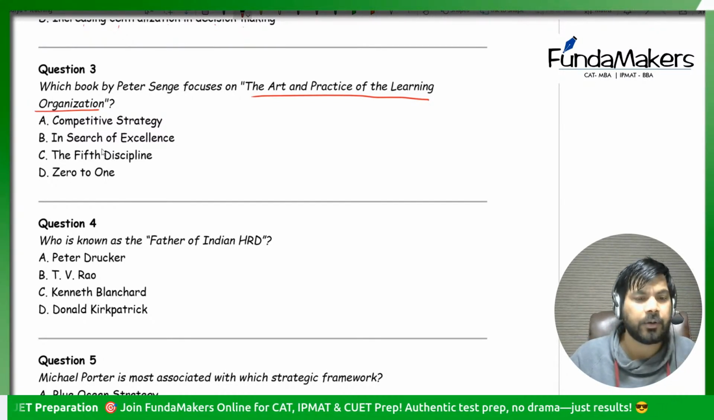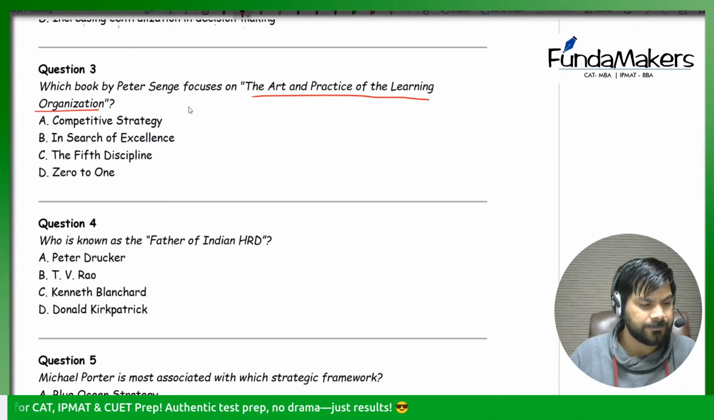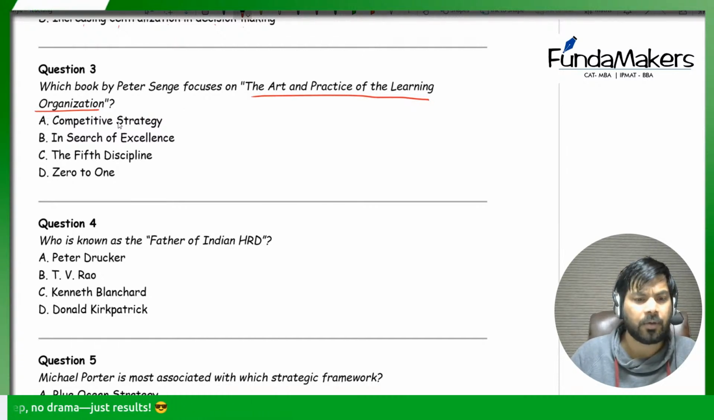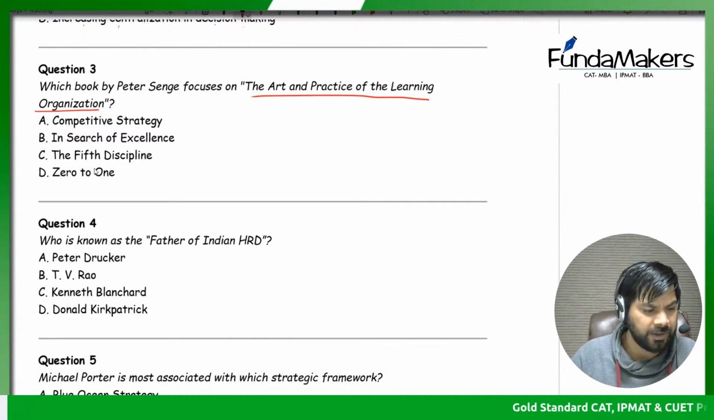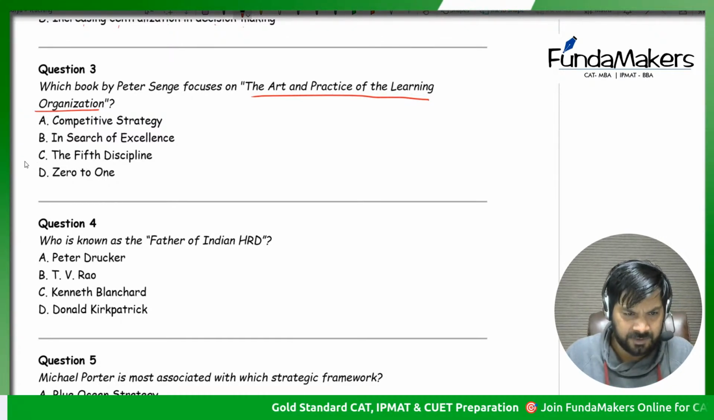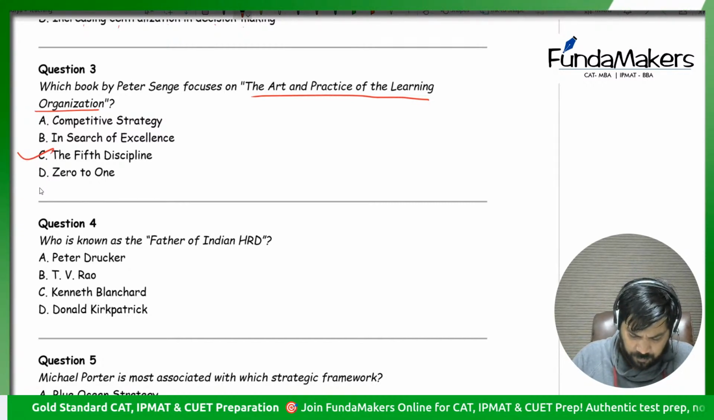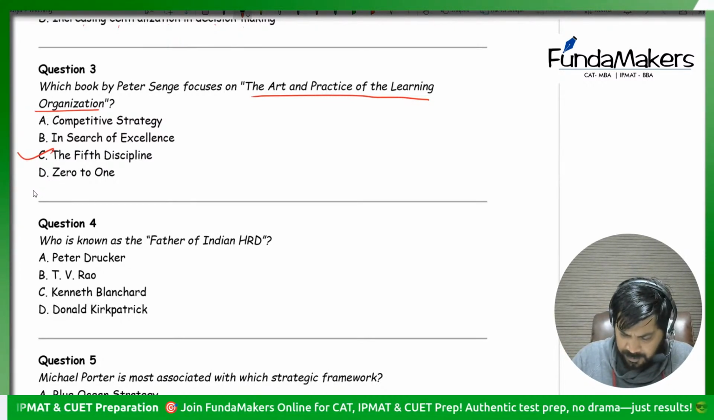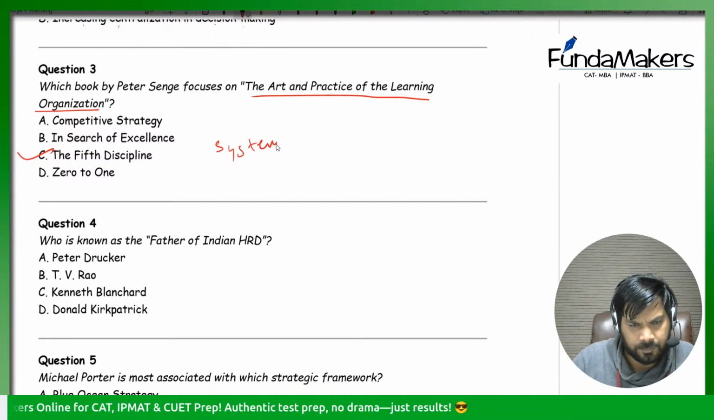Sorry, guys. Okay, so the book by Peter Senge focuses on what? Competitive strategy, In Search of Excellence, The Fifth Discipline, Zero to One. What do you think the answer should be? The correct answer should be The Fifth Discipline, right? The Art and Practice of the Learning Organization focuses on the fifth discipline. And this is a book on systems thinking, right?